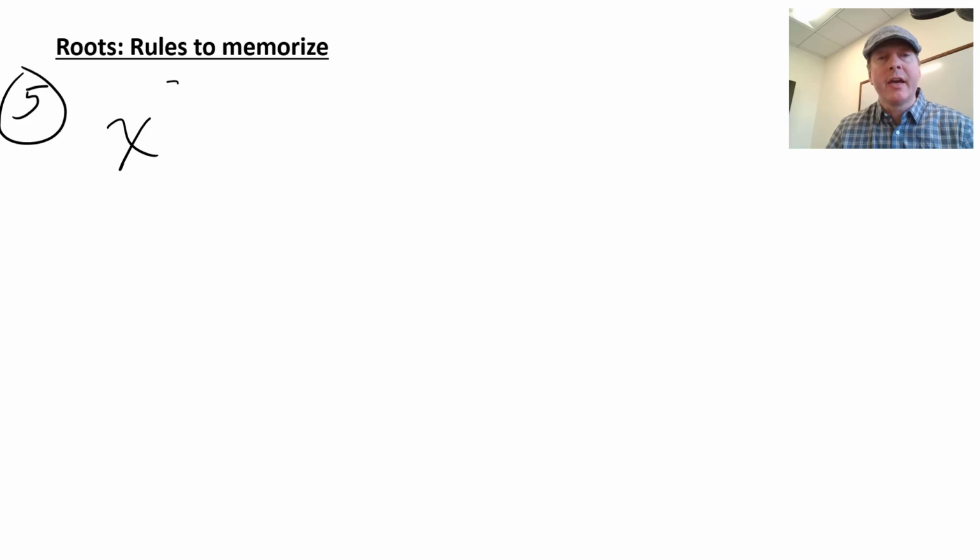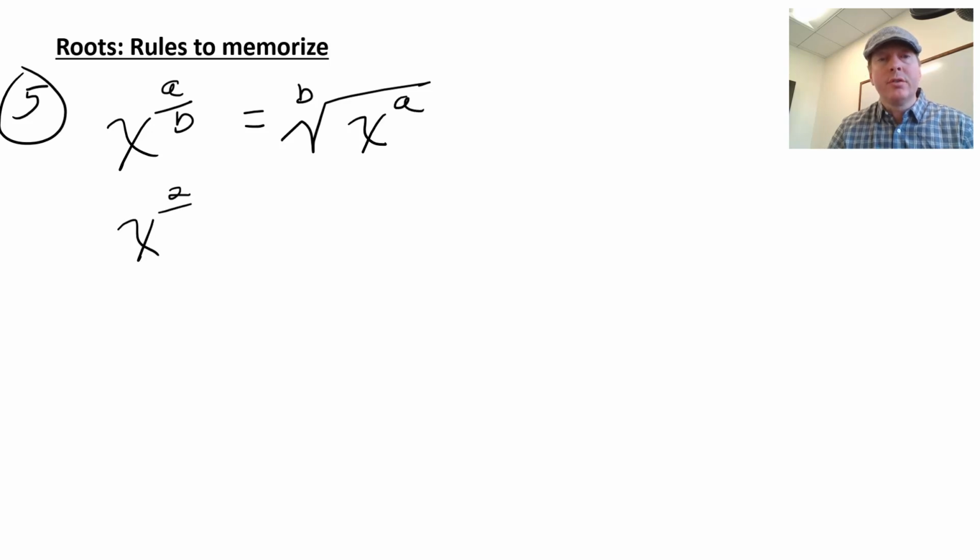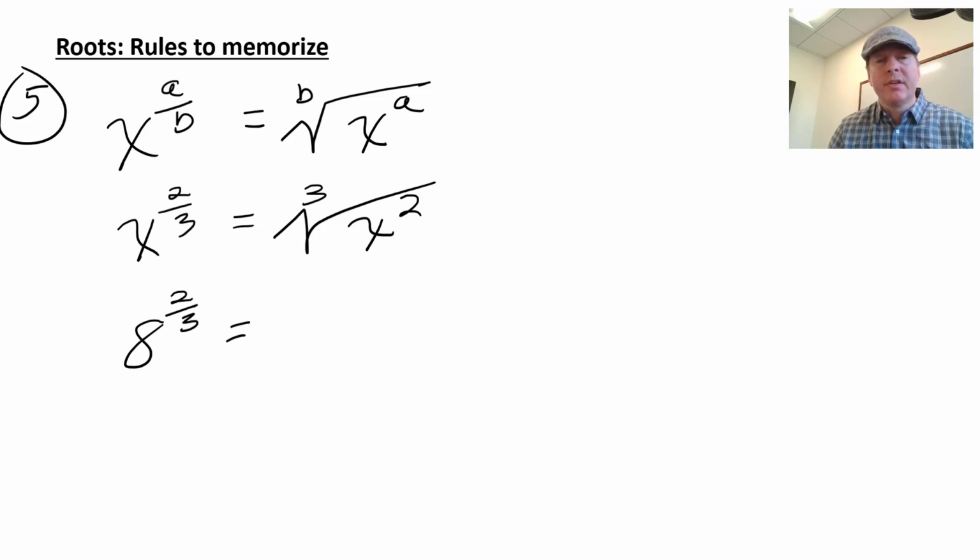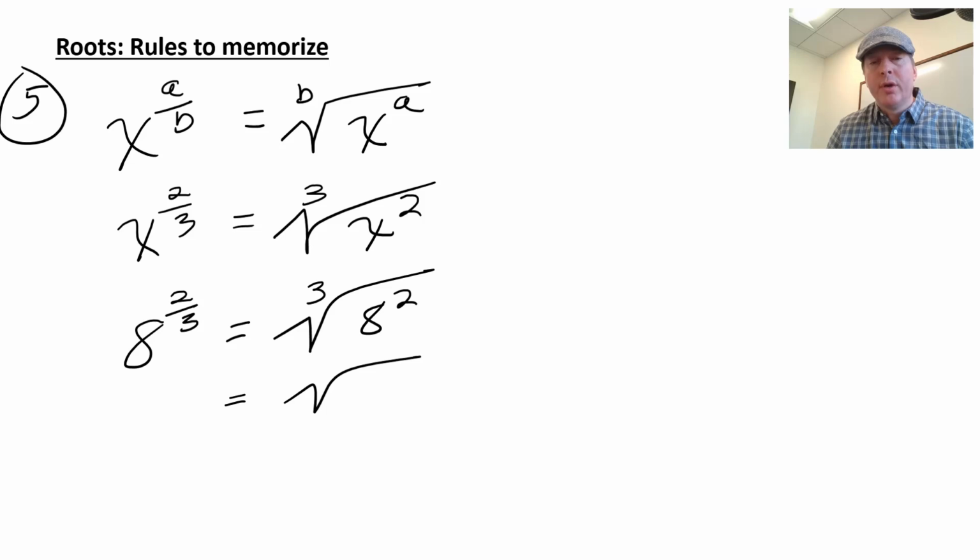Next rule, suppose I had x raised to the power of a over b. That is the b-th root of x to the a. x to the 2/3 is the cube root of x squared. 8 to the power of 2/3 is the same thing as the cube root of 8 squared, which is what? The cube root of 64, and the cube root of 64 is 4. 4 times 4 times 4 is 64.